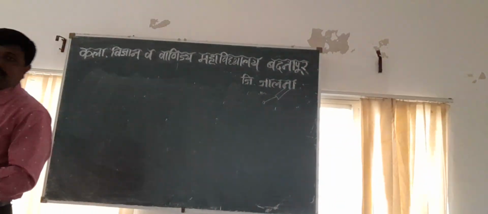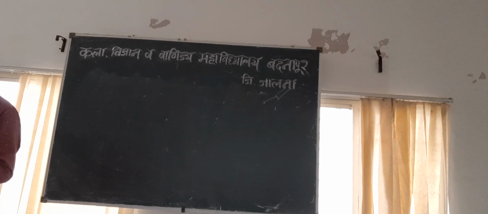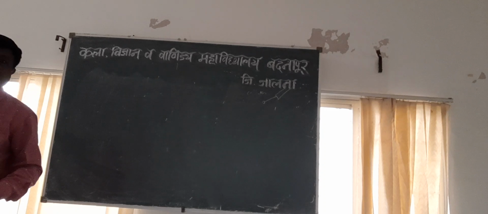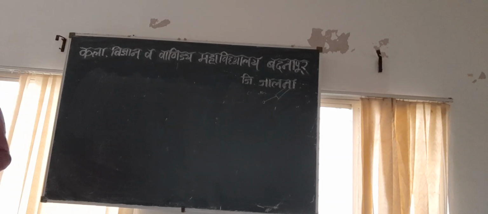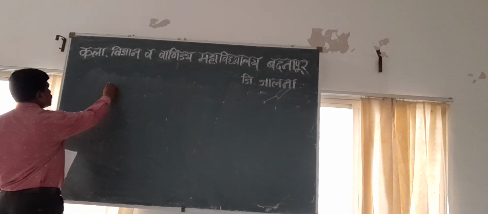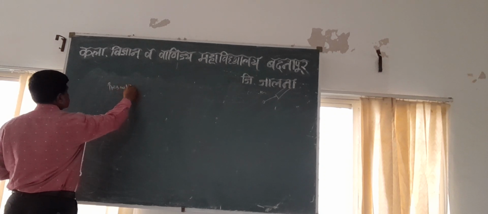Good afternoon. In the last lecture we saw the first property of the continuous uniform distribution. In this lecture we will see the next property of the continuous uniform distribution. That is, result second.